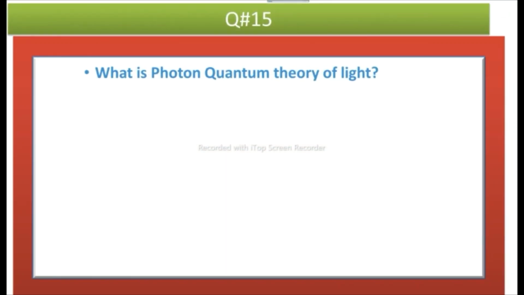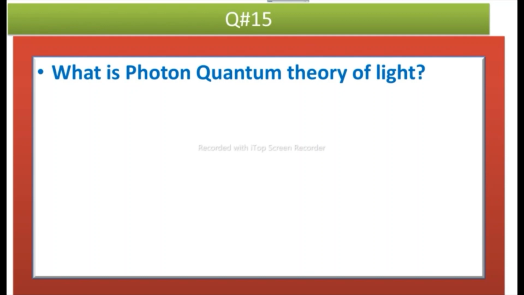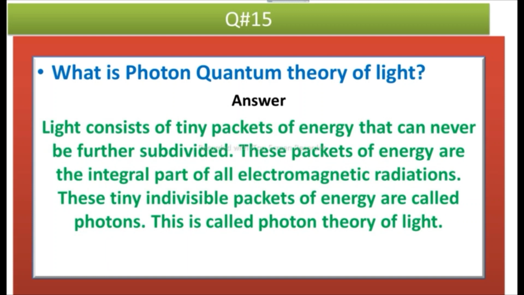The next question is, what is photon quantum theory of light? Answer is, light consists of tiny packets of energy that can never be further subdivided. These packets of energy are the integral part of all electromagnetic radiations. These tiny indivisible packets of energy are called photons. This is called photon theory of light.